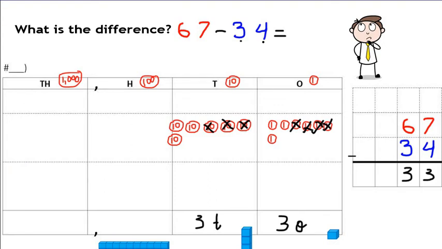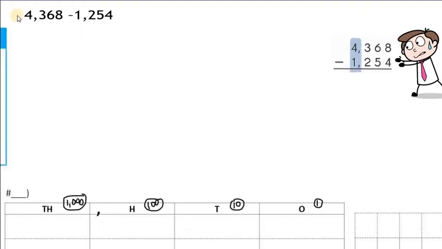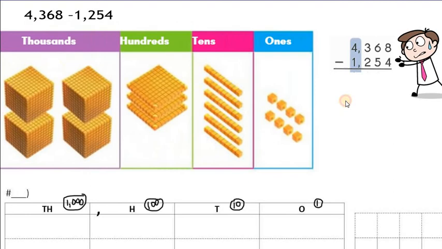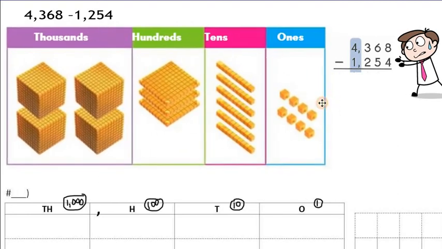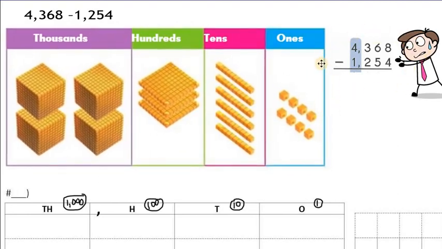Okay, let's move on to subtracting a 4-digit number. So I have the number 4,368 minus 1,254. And if I build it with base 10 blocks, it looks like this. And if I write it out with numbers, it looks like this. If I were to use the base 10 blocks, I would start by crossing out the ones.